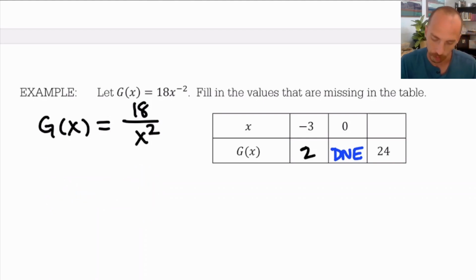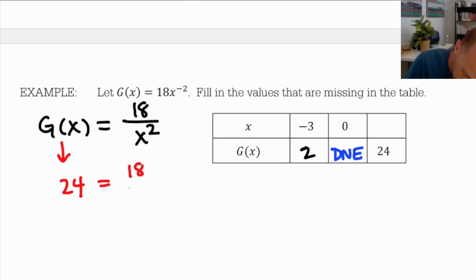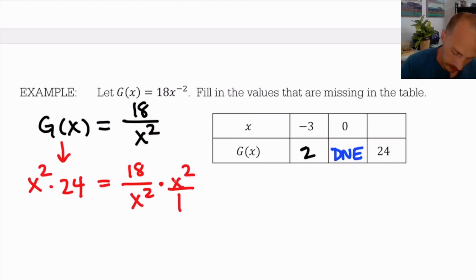And then over here, if I have g of x equals 24 in a blank slot in the table above it, I'm trying to solve for what x gives me g of x equals 24. So I'll say 24, that's the value of g, and that's going to equal 18 over x squared. I'm eventually going to want to find x, so that's going to be in a numerator. I need to get this x squared out of the denominator. What we can do is multiply both sides by x squared, and I'll show it this time. Multiply by x squared over here. The idea being I can cancel these off and say 18 equals 24 times x squared.